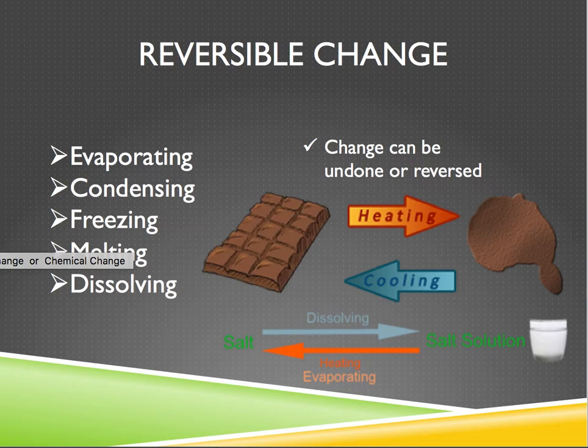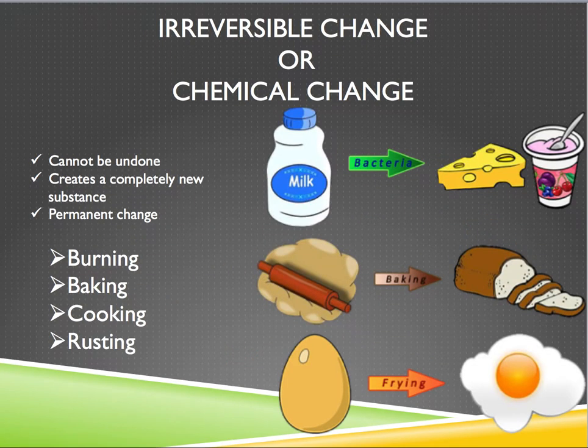dissolving. On the other hand, an irreversible change, also known as a chemical change, is when material is changed in such a way that they become a completely new substance. During the process of the change, the chemical compounds are changed, therefore it is considered to be a permanent change and cannot be reversed back to its original state.